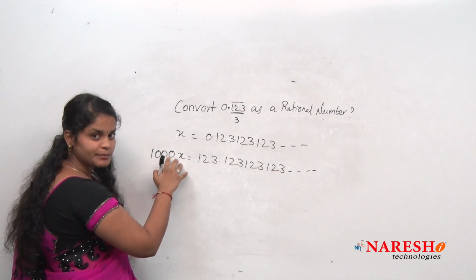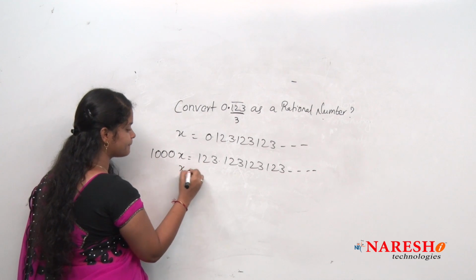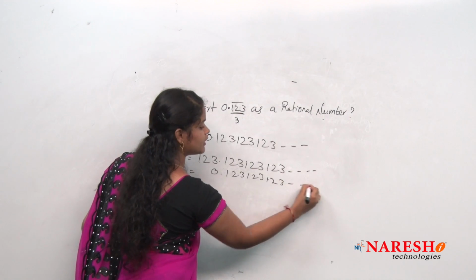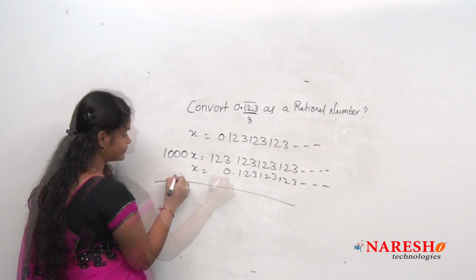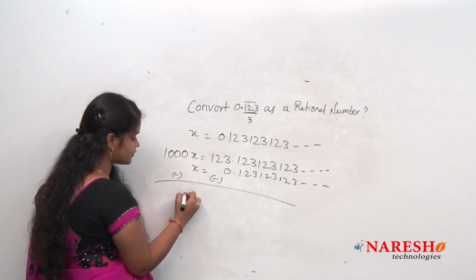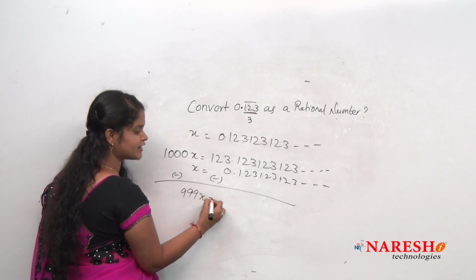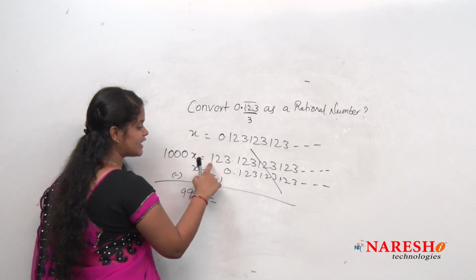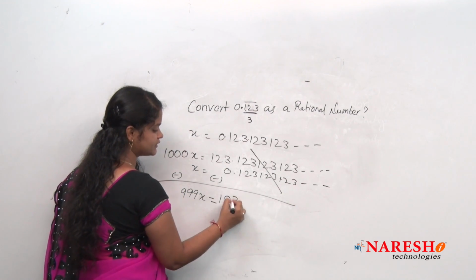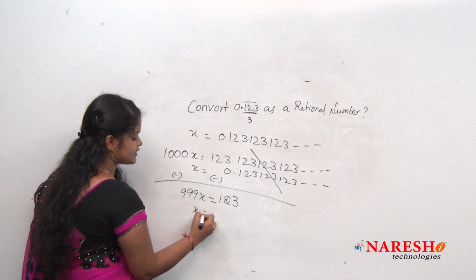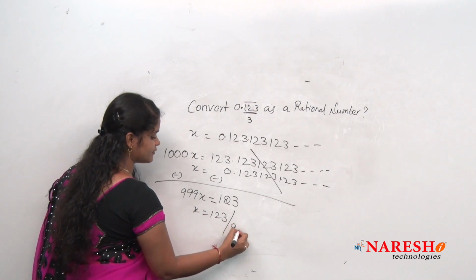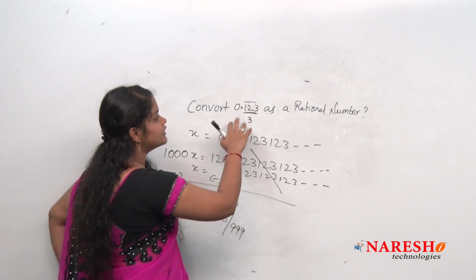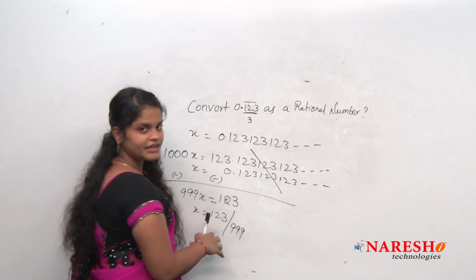Okay, now I should subtract x from this. So it will be 0.123, 123, 123 and so on. So if I subtract 1000x minus x, it will be 999x is equals to, see here the decimal place will get cancelled. Yes, and this will be 123. So x is equals to 123 divided by 999. Okay, this is how we will convert the given number in the form of rational numbers.